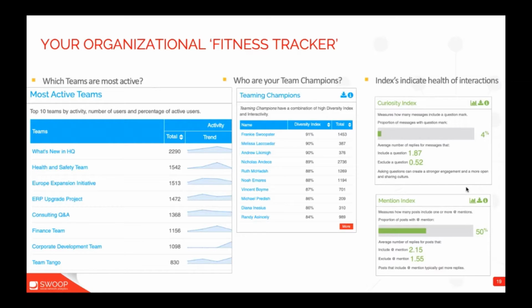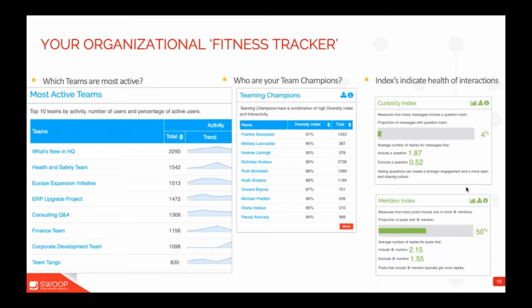One of the really important things to identify is who your team champions are within your organization. Those that are carrying on the conversations, or those that are out there answering the questions, right? So if you're having a campaign or want to make sure that a campaign is successful, these are the people that you want to go and tap on the shoulder to help with these campaigns. The indexes that indicate health of interactions are, we would consider, the curiosity index and the mention index. There is no better way for you to bring someone into a conversation than by mentioning someone.